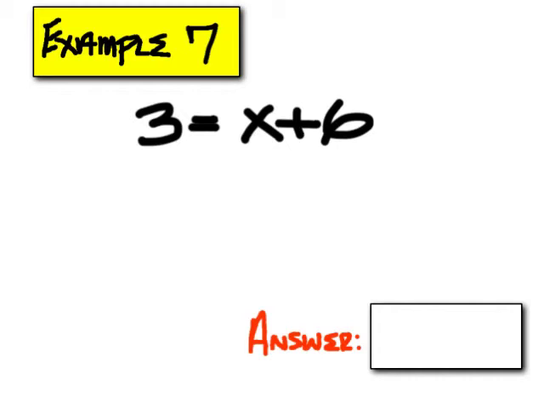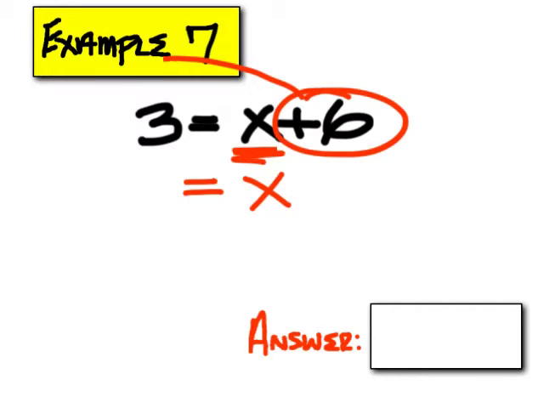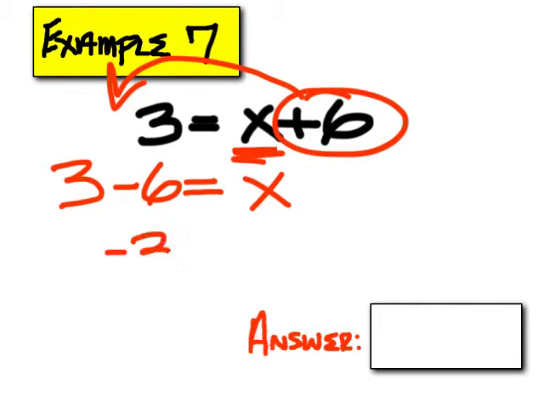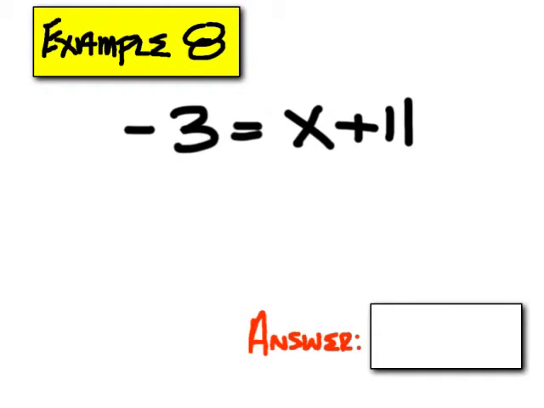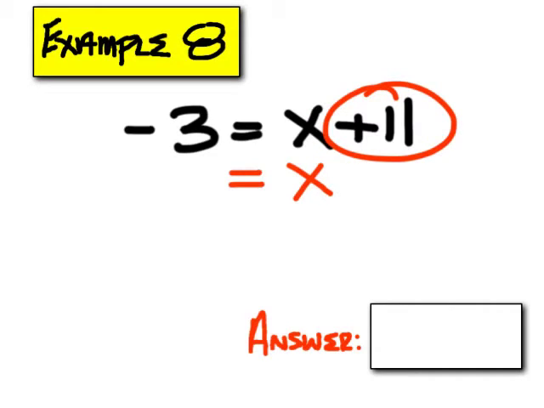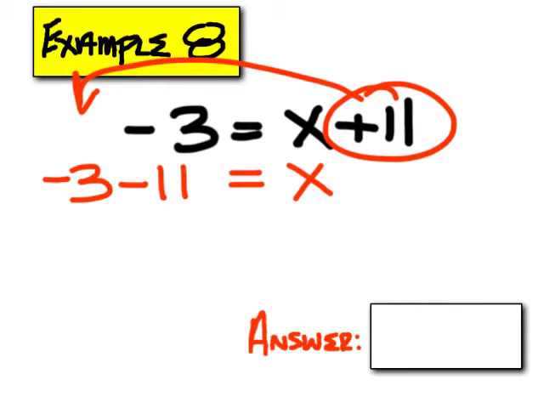In example number 7, you still have an x on the right. Leave it where it's at and move this to the left side and do the opposite, which would be minus 6. 3 minus 6 is a negative 3. And in example number 8, again, the x is on the right. Move this to this side. Do the opposite, which means minus 11. Negative 3 minus 11 is negative 14.